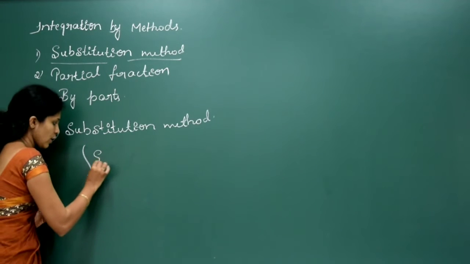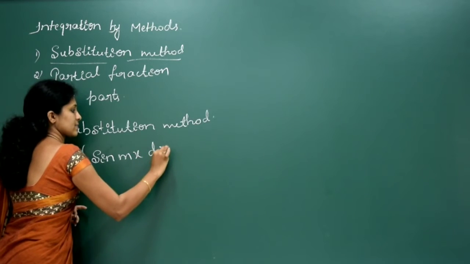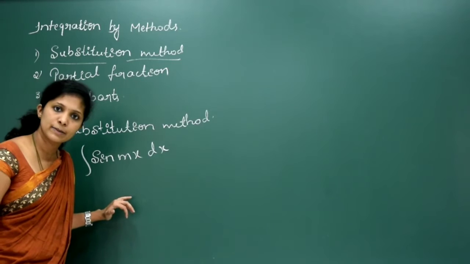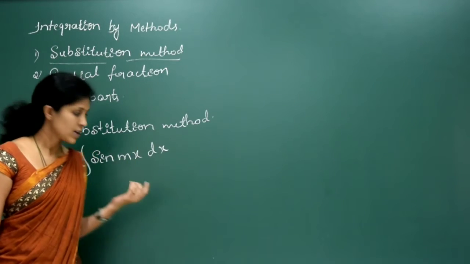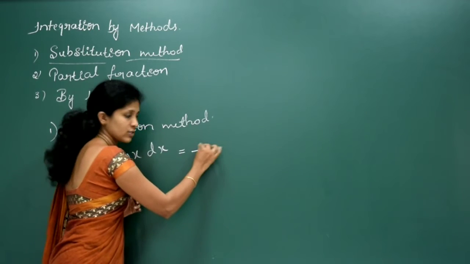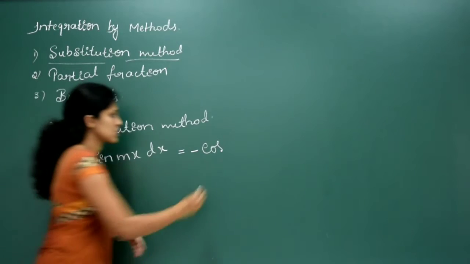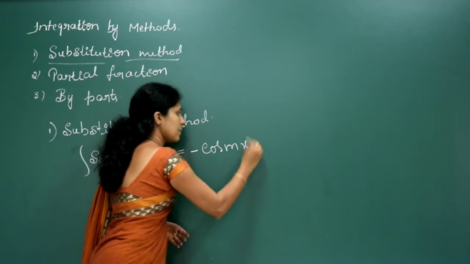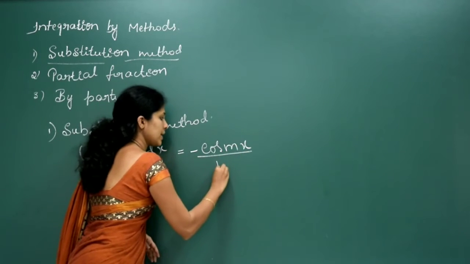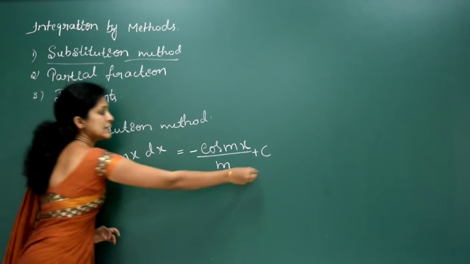See, integration of sin mx dx. You know the integration of a sine function, right? Integration of sin x will be equal to minus cos x. So directly I can write this is equal to minus cos, in the place of x here we have mx. So minus cos mx. But here the variable is multiplied with a constant, so you need to divide by m, plus c. Right? So this is by the direct method.